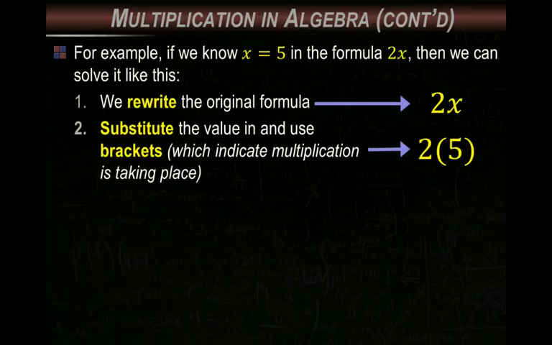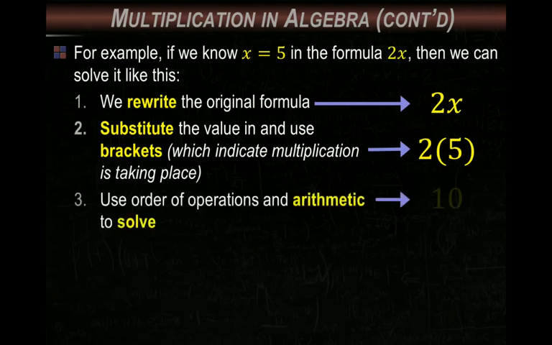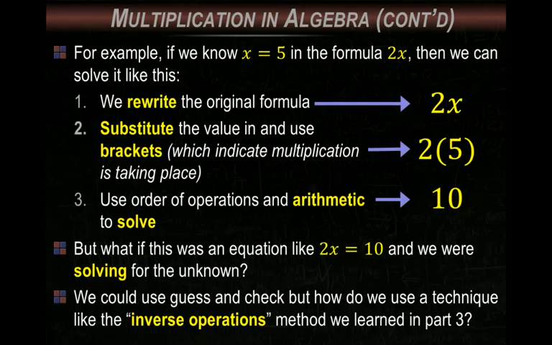But so I don't get confused and just say my answer is 25, I use the brackets to say, oh, it means 2 times 5. Okay? So that's, again, you using the way you can write it in algebra. And then I can just do the math. 2 times 5 is 10, and I'm done.